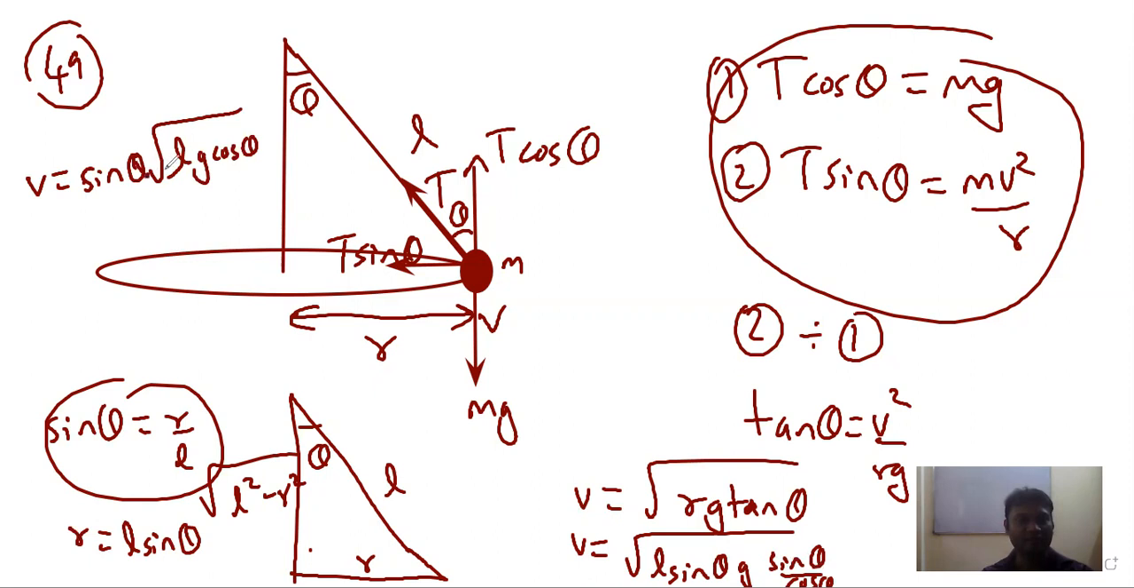So let us substitute the value of sin theta and cos theta. In this case, we have to find the expression for v. So we already found the answer itself. So let us substitute v as root of L sin theta. Let us keep this sin theta upon cos theta as tan theta itself. So this will be our final answer. So the final answer is velocity is root of L sin theta into g tan theta. This is the final answer.